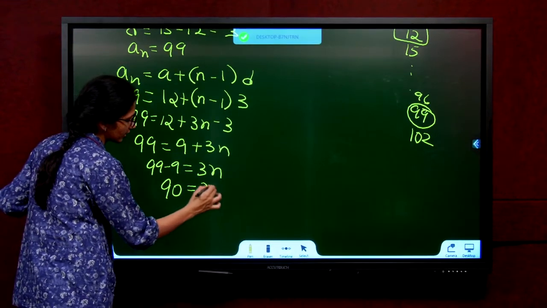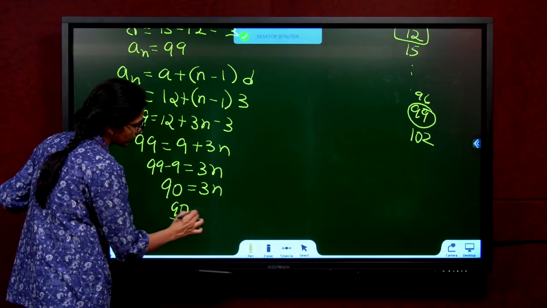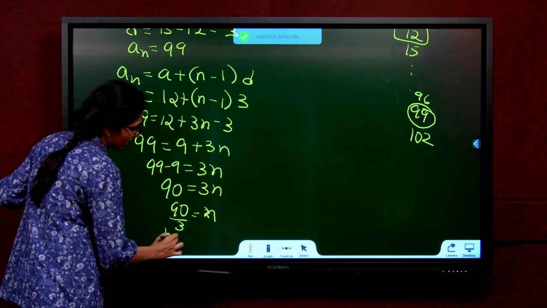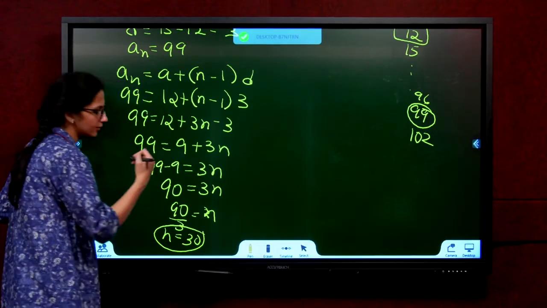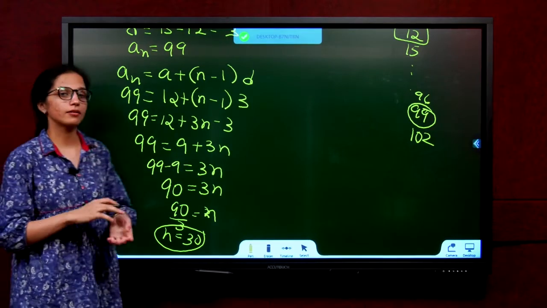90 is equal to 3n. 90 by 3 is equal to n. n is equal to 30. There are 30 two-digit numbers that are divisible by 3.